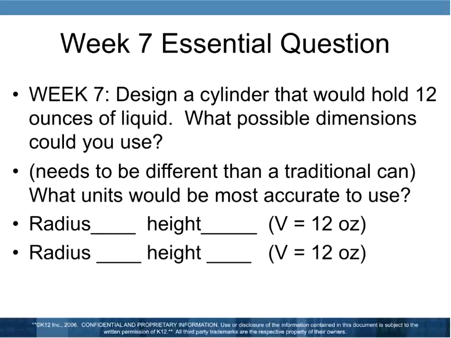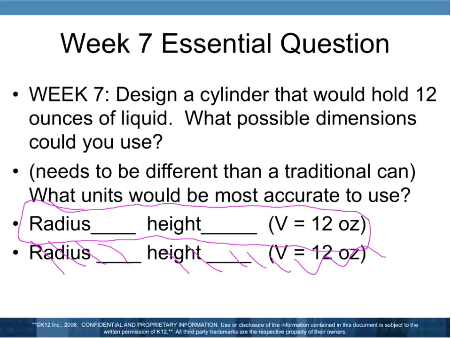So think about this. Here's your essential question. We're not going to do 2. I was going to have you design 2, but I'm only going to have you design 1. So design a cylinder that would hold 12 ounces of liquid. Could be soda, Dr Pepper, whatever you want it to be. What possible dimensions could you use? So in the Dropbox for this week, we're doing a real world problem. I want to know what your radius would be and what your height would be, so that your volume is 12.